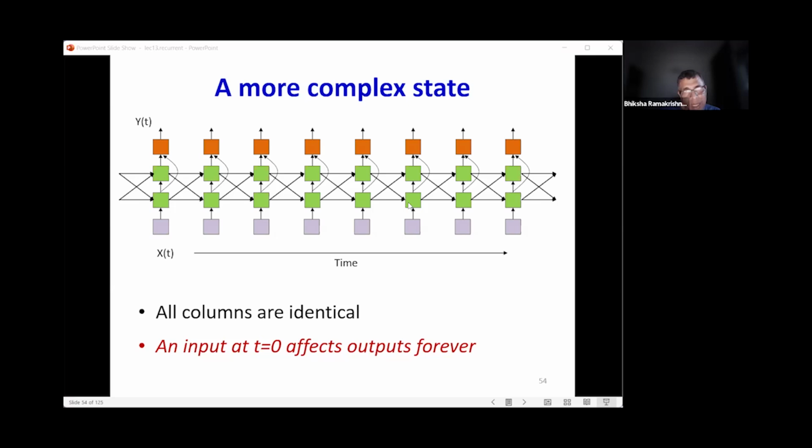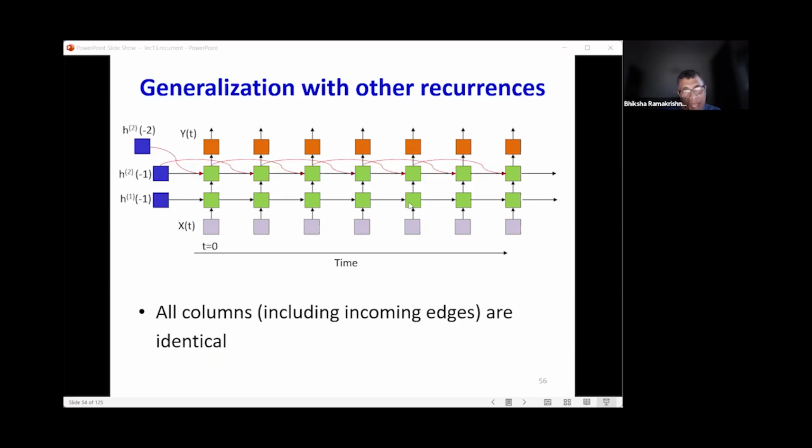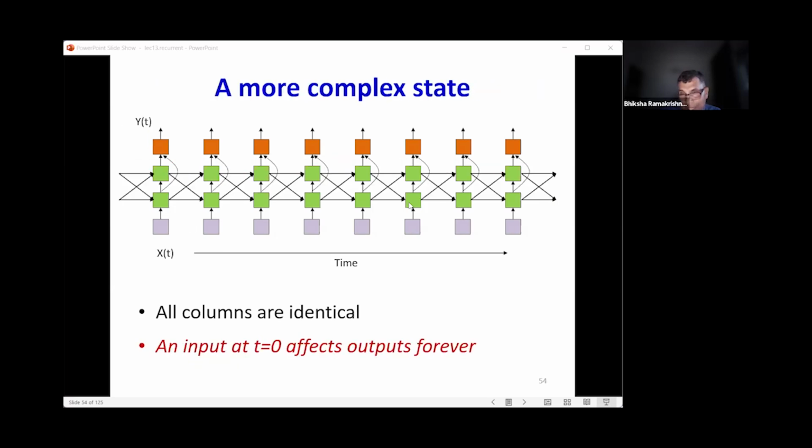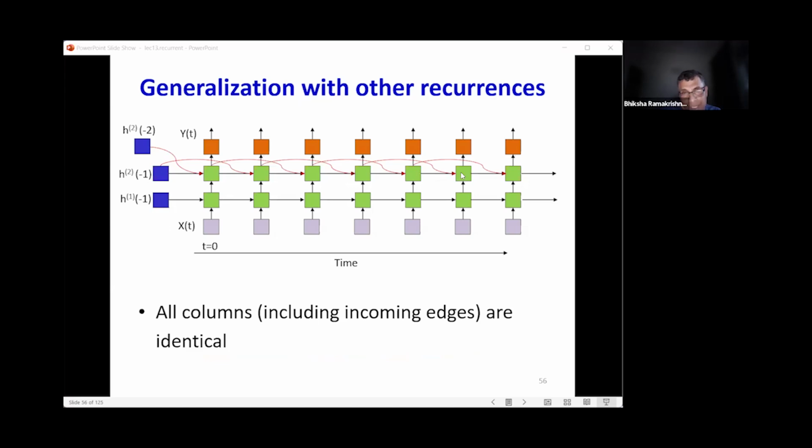Perfect. Again, the point is that the hidden state can be arbitrarily complex, and there's no need to restrict yourself to looking back only one time step. You could be looking back multiple time steps. The only distinction is that now you'd have to define your initial values for as many time steps as you look backward for. And that's it. And once again, all the columns are going to be identical because each column is performing the same computation.